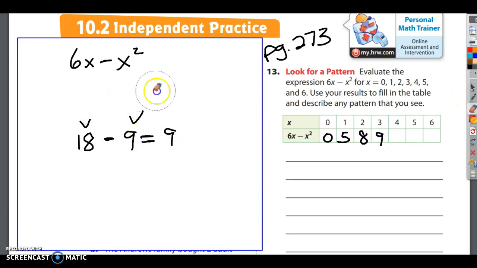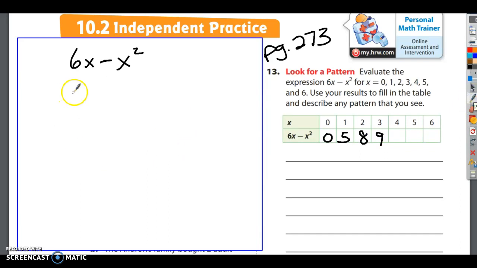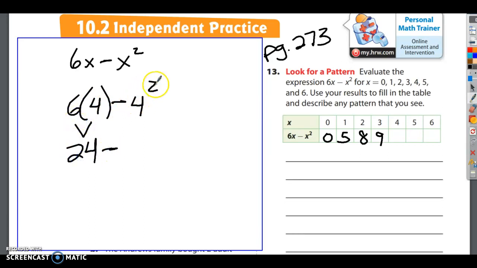So it kind of appears that the answers just keep getting bigger. I'm not sure what the pattern is though. But actually they don't. Watch. This is where the pattern will start to go back down. 6 times 4 minus 4 squared. 6 times 4 is 24. Minus 4 squared means 4 times 4, that's 16. And 24 minus 16 is 8.